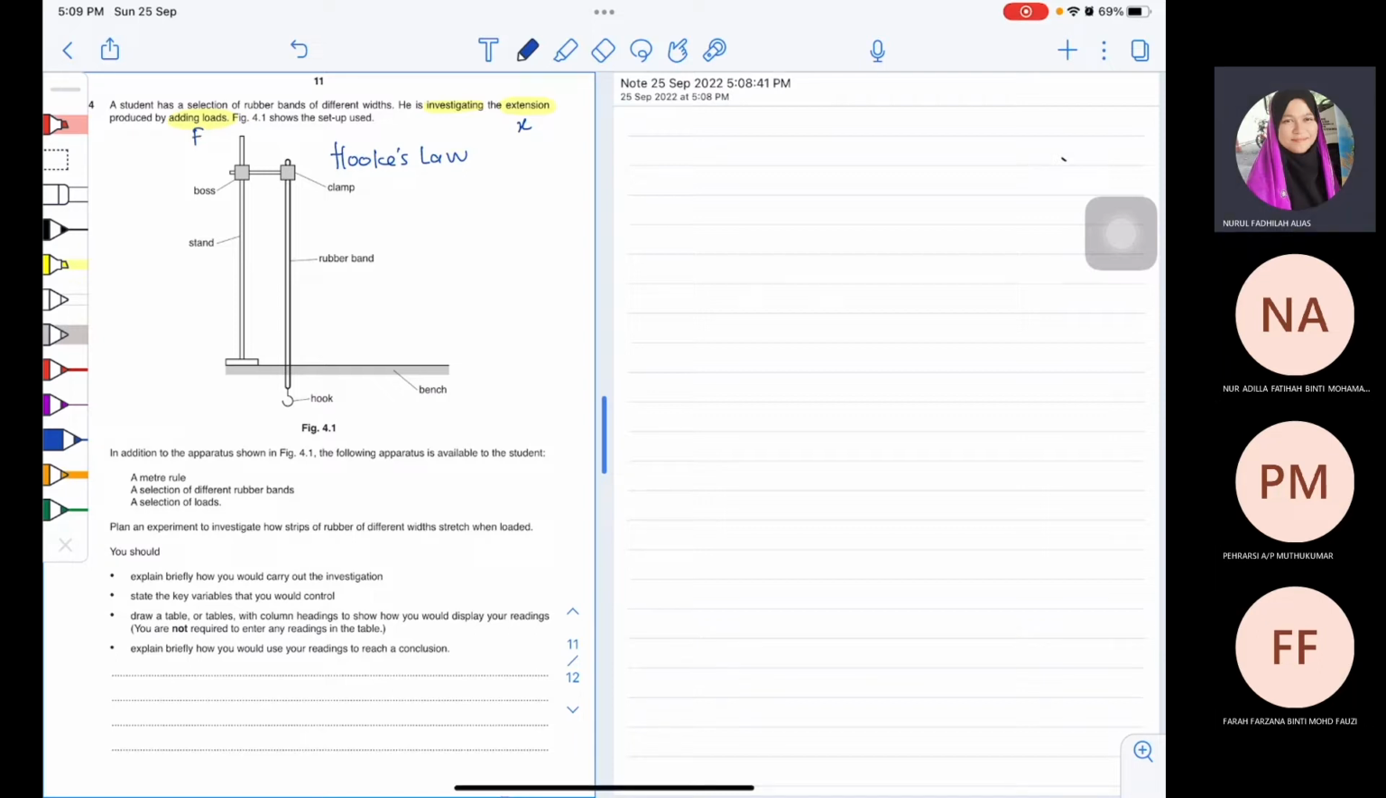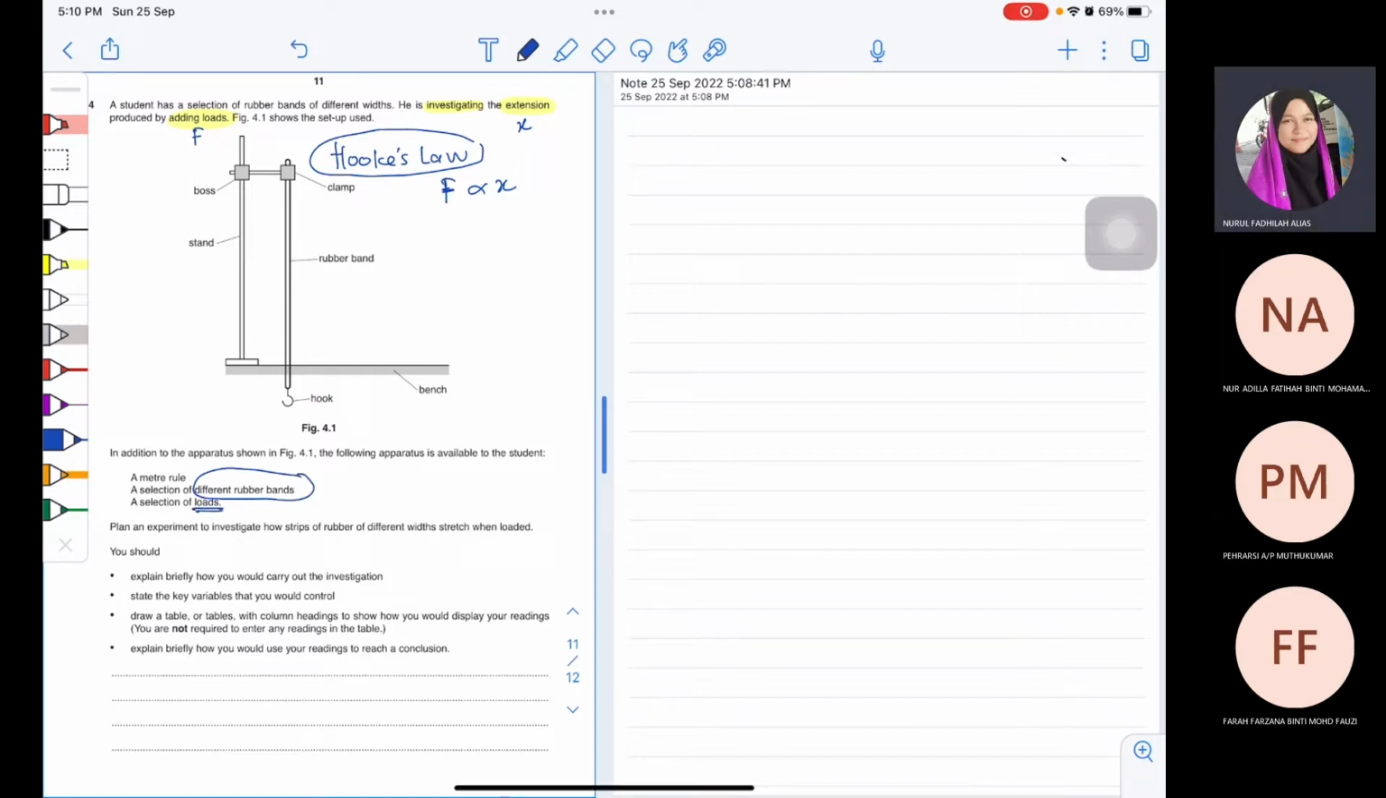Okay, Hooke's law states that F is directly proportional to X. Okay, so that is what we want to look at. Now, what is given to us? Meter rule, selection of different rubber bands, selection of loads. Okay, this means we have more than one rubber band here, and then we have more than one load.